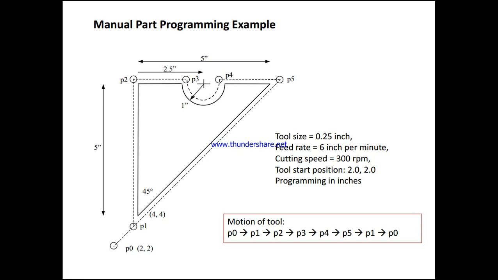So we have 5 inches here. P0 to P1 it is 2 and 2. From P1 to P2 it is 5 inches, P2 to P3 it is 2.5. In the same way P3 to P4 we have a radius of 1 inch, and P4 to P5 that is about 2.5 again, and P5 to P1 which is 4 and 4, and P0. In the same way he has given you the angle of 45 degrees. So by using this we have to do the programming. So we see this one.